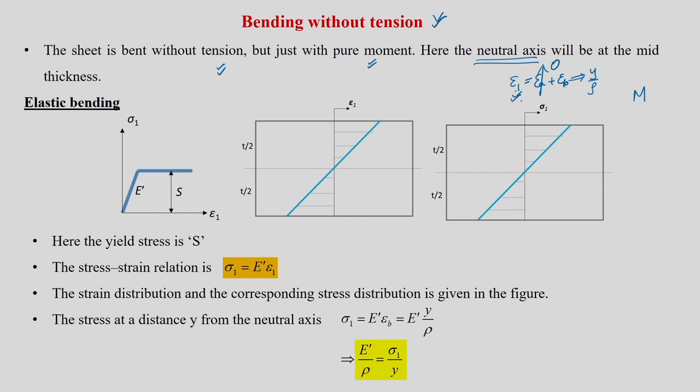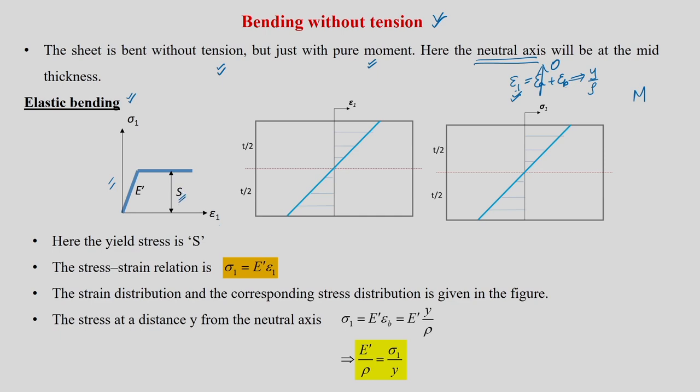So, that is what we are going to have for this strain distribution. Now, what will be the stress distribution? For that, we are going to assume some material model, and we get that. That is the whole objective of this particular section. So, we are going to take the first case, which is elastic bending. For this case, the stress strain behavior will look like this. You will see that the y-axis is sigma 1, the x-axis is epsilon 1, and the initial part is E dash, and then we are going to have a non-strain hardening region with a plane strain yield strength.